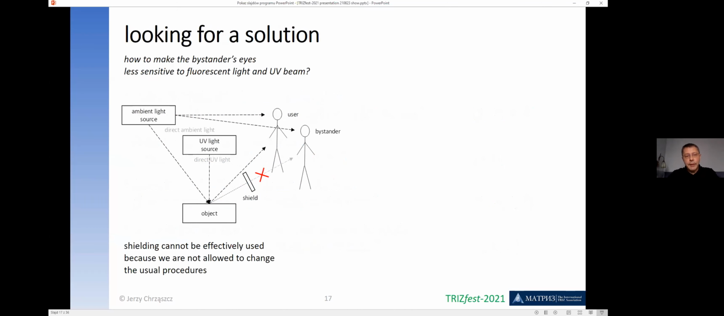To approach the first key problem, we might think about selective attenuation of the unwanted fluorescent light and UV light on its way to bystanders' eyes. Unfortunately, this method is not usable here because we want the detection to be strictly unnoticeable to all but the user who is aware of it. And so we cannot do anything about the object or the bystander.